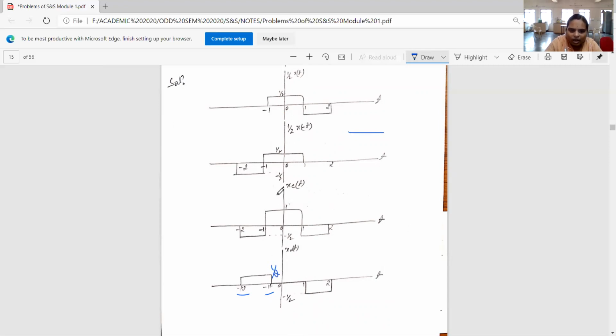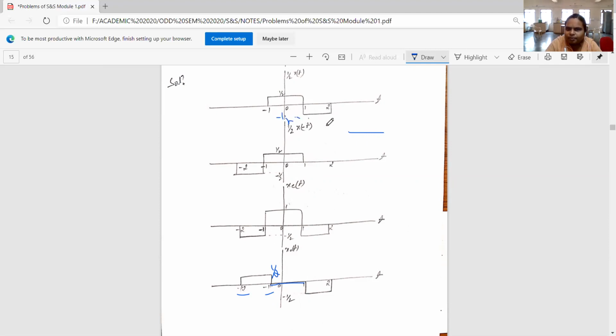Then across from minus 1 to 0, here it is 1 by 2 minus 1 by 2. What will we be getting? 1 by 2 minus 1 by 2 means we will be getting 0. For that reason, from minus 1 to 1, it will be 0. Again from 1 to 2, here it is minus 1 by 2.